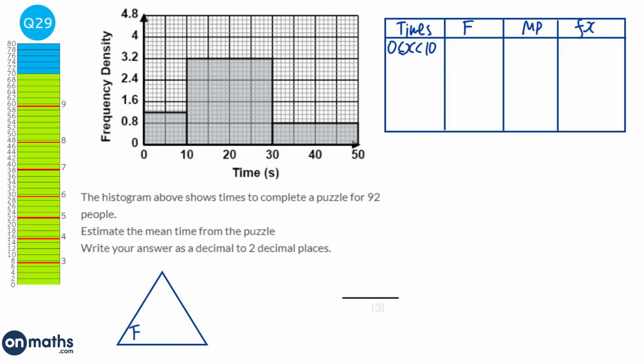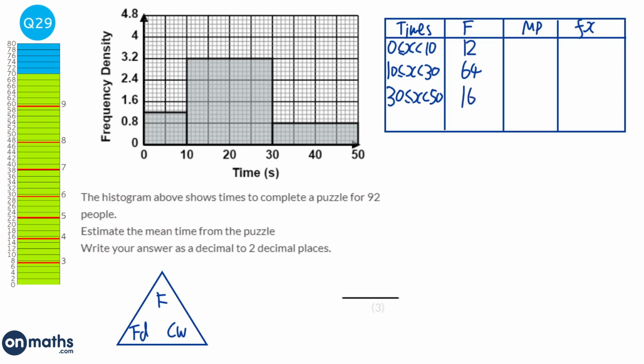And to find the frequency, well, I might as well just show this. So the frequency density is proportional to the frequency over class width. The class width here is 10, and the frequency density is 1.2. So 10 times 1.2 will be 12. And then the next group is up to 30, so we're doing 20 times 3.2, which will be 64. And then the final one will be 30 to 50. So again, we're doing 20 times 0.8, which will be 16.